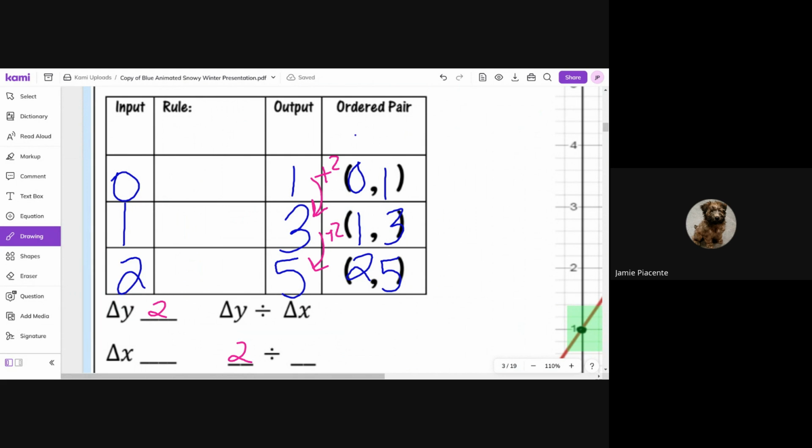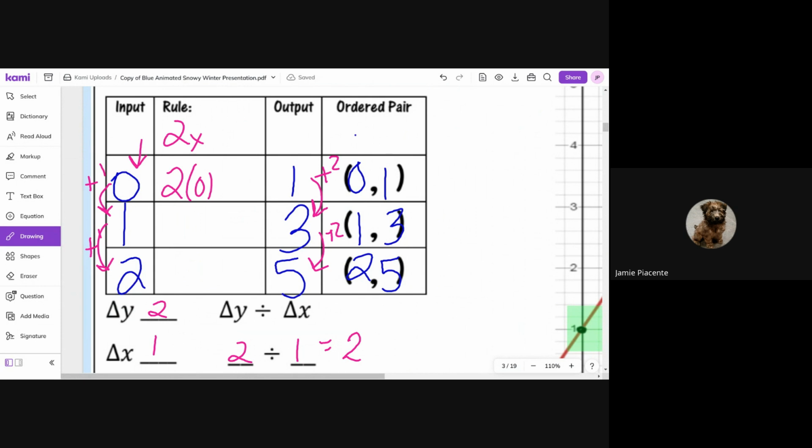I'm going to move this over here. Okay, 0 to 1 plus 1, 1 to 2 plus 1. So 2 divided by 1 equals 2. So the beginning of my rule is 2x. Okay. 2 times, I plug in whatever my x value is, 0. What's 2 times 0? 0.